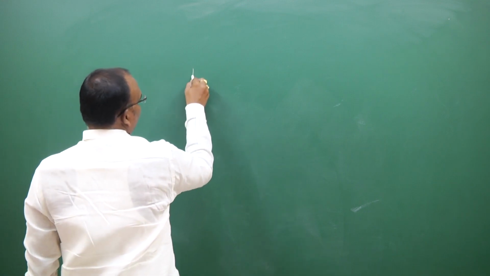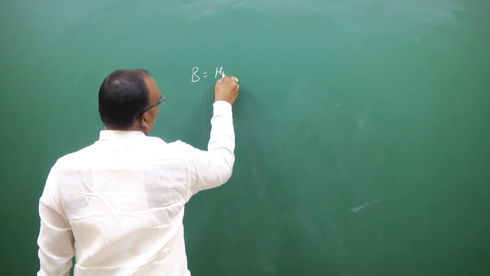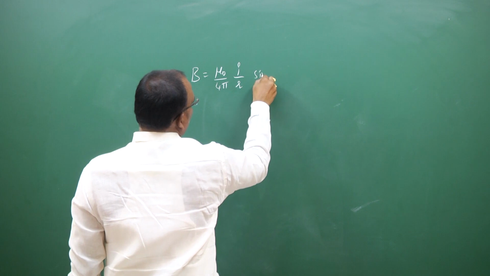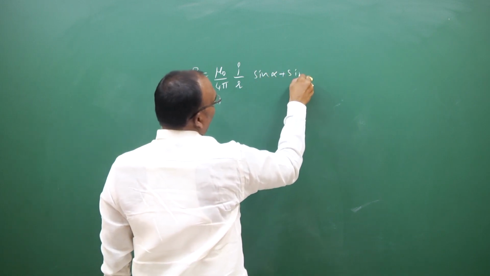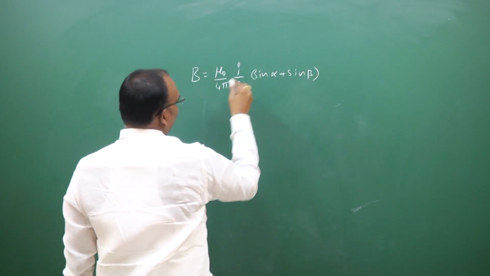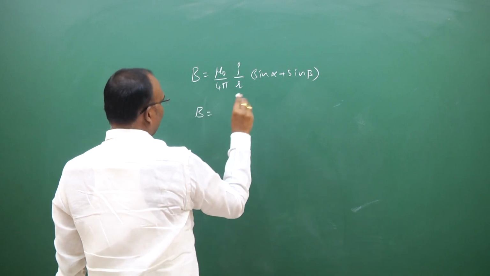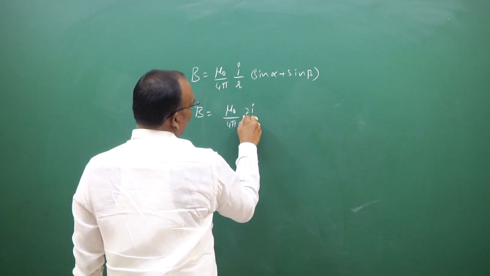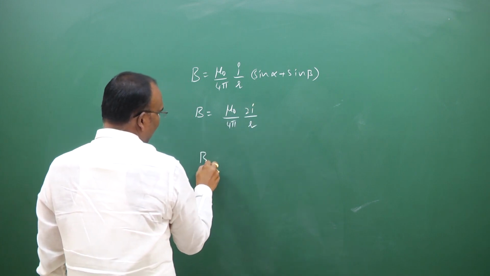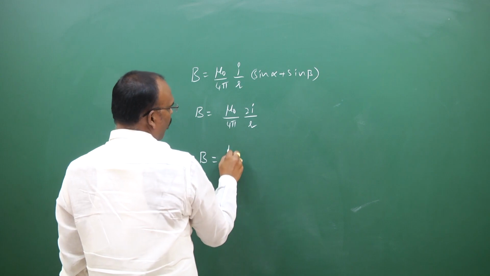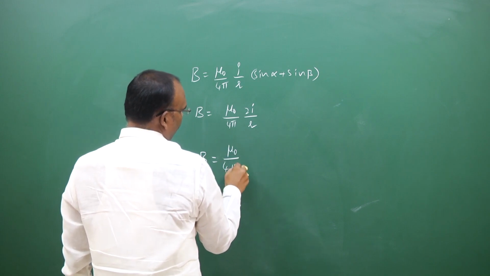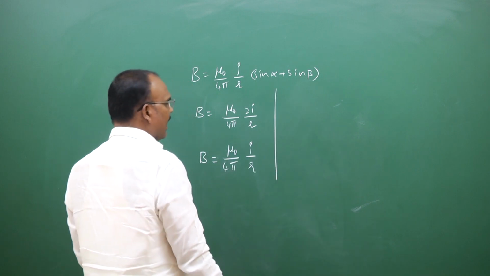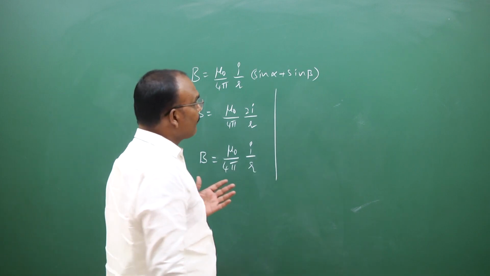See, for a straight conductor, the magnetic field B is equal to mu naught by 4 pi I by R into (sin alpha plus sin beta) for finite length. For infinite length long conductors, mu naught by 4 pi 2I by R. For semi-infinite conductors, mu naught by 4 pi I by R. These things are very important for current carrying straight conductors.